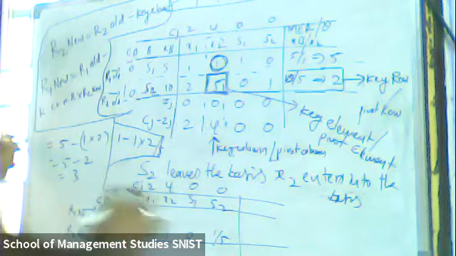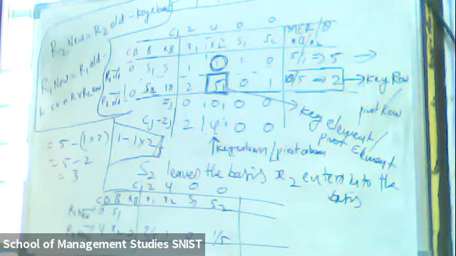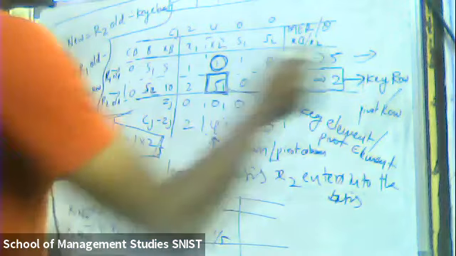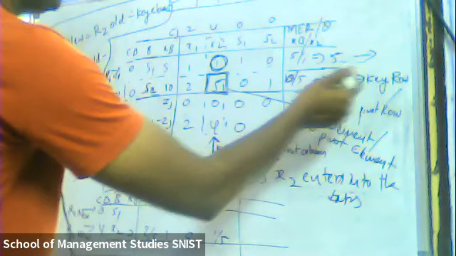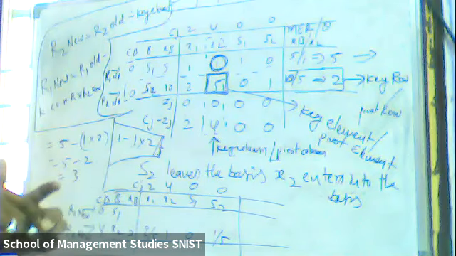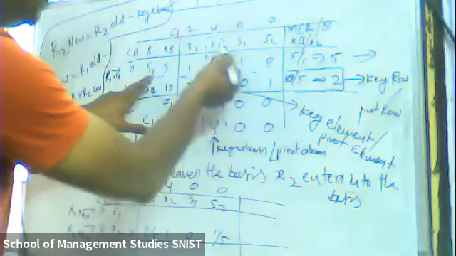Now suppose you got this as the key row. Which one leaves the basis and which one enters the basis in the new table? Jayant. S1 leaves the table. X2 enters the table. Exactly.